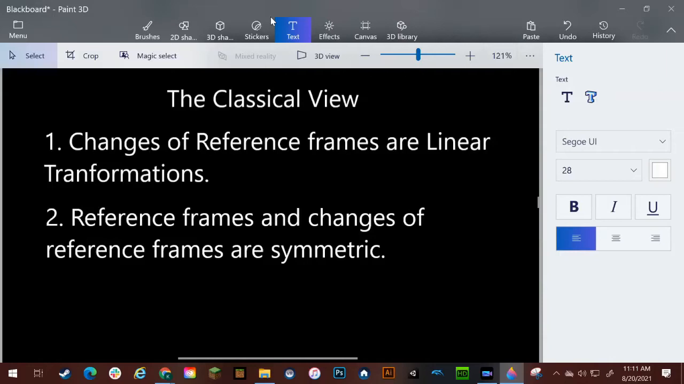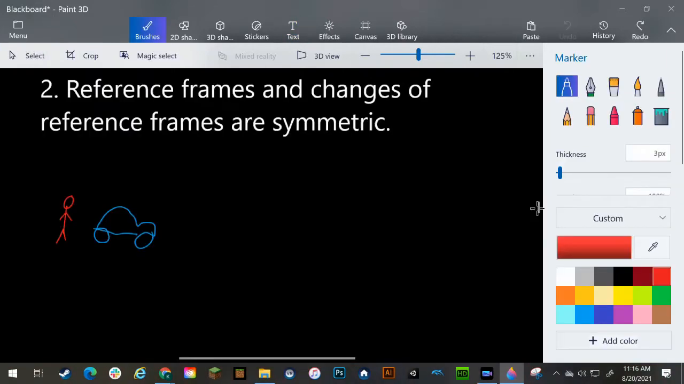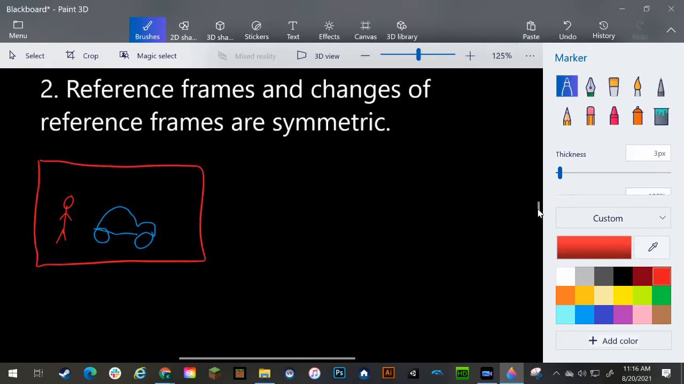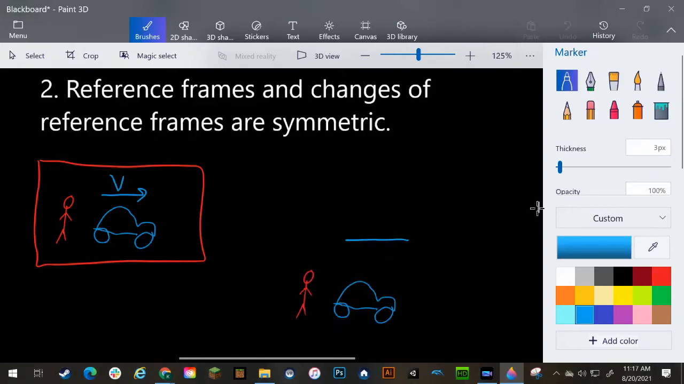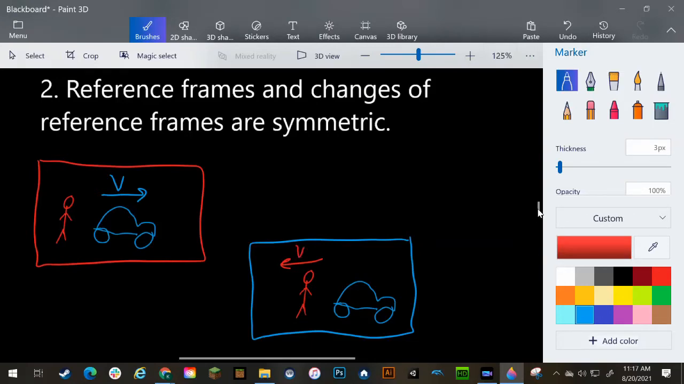Assumption number 2. Reference frames and changes of reference frames are symmetric. What I mean by this is that if in Bob's reference frame, Bob observes Carl moving away from him with velocity v, then in Carl's reference frame, Carl will observe Bob moving away in the other direction with velocity v. They'll see each other moving away from one another at the same speed, regardless of whoever's reference frame we're in.